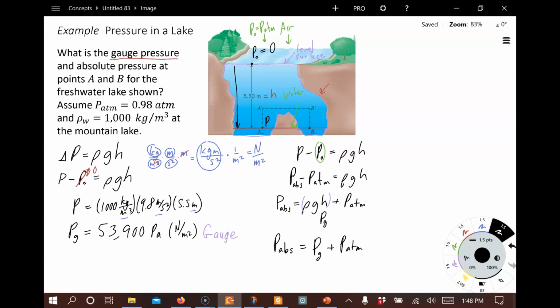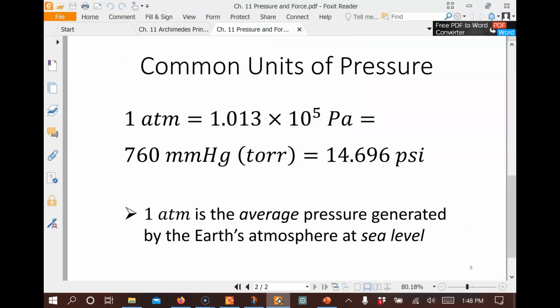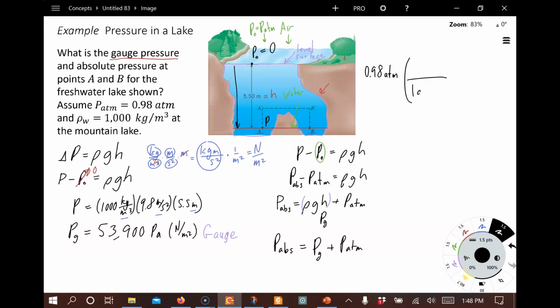Now, the atmospheric pressure we're told here is equal to 0.98 atmospheres, right? But those aren't the units that we want. We're going to have to convert that 0.98 atmospheres into pascals. And let's go ahead and look at a conversion factor. Here it is, 1 atmosphere, 1.013 times 10 to the 5th pascals. That's our conversion factor. So 1 atmosphere, 1.013 times 10 to the 5th pascals. And when we solve for that, we get a number, 99,274 pascals, as we cancel out the atmospheres there.